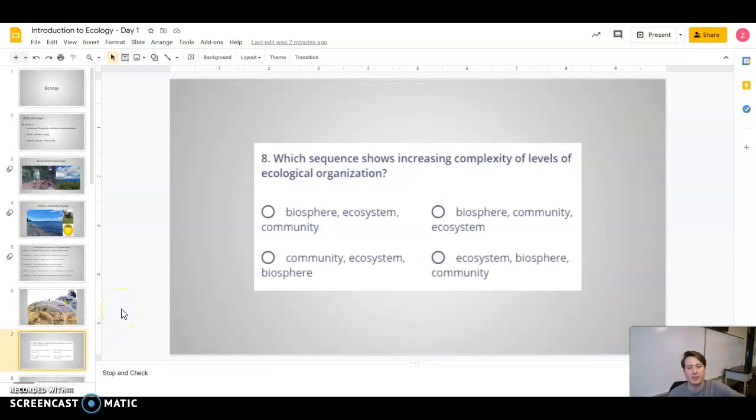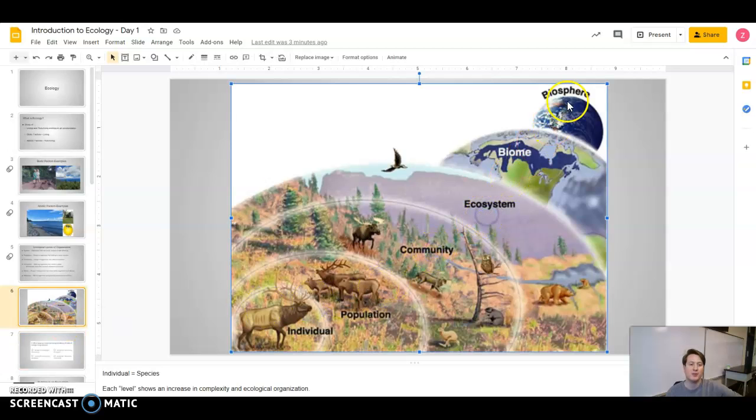Let's stop and check. Answer this question. Which sequence shows increasing complexity of levels of ecological organization? Biosphere, ecosystem, community. Community, ecosystem, biosphere. Biosphere, community, ecosystem. Or ecosystem, biosphere, and then community. The correct answer is community, ecosystem, then biosphere. Community, ecosystem, biosphere.